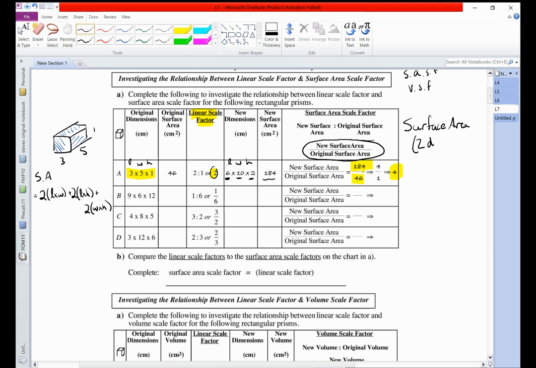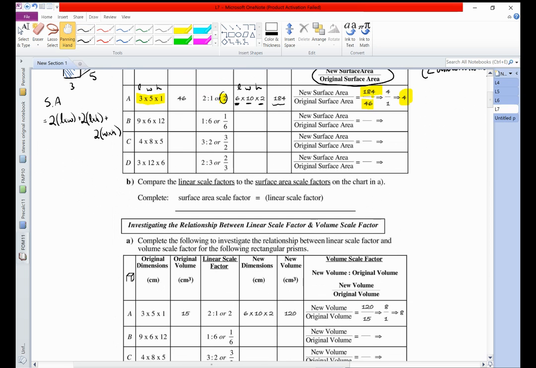Because surface area is a 2-dimensional measurement, it's still an area, right? That means the surface area scale factor is going to equal the linear scale factor squared. Just because it's a surface area doesn't mean it's going to change anything. It's still area, so it has the same relationship as a regular area scale factor. And we know that also means that the square root of the surface area scale factor is equal to the linear scale factor. So it's the same as the area from last notes, L3.